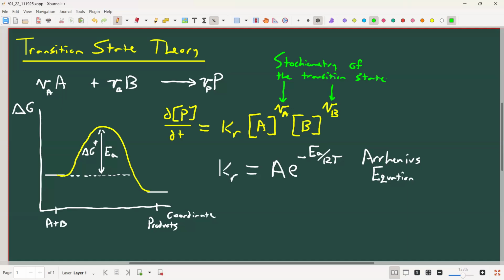So these determine the stoichiometry of the transition state. They aren't necessarily correlated with the stoichiometry of the reaction, but rather the stoichiometry of how the transition state is formed. Okay. Those are sometimes correlated.